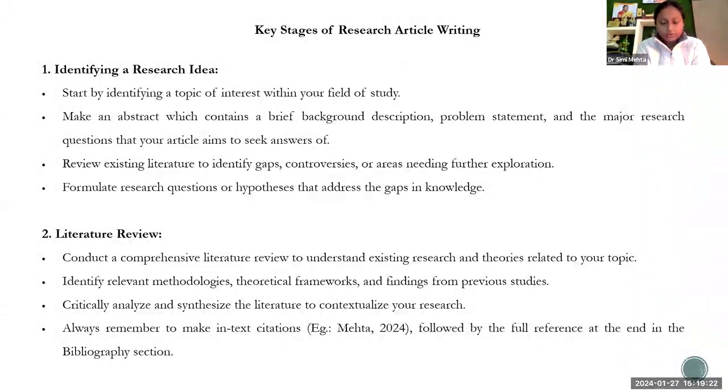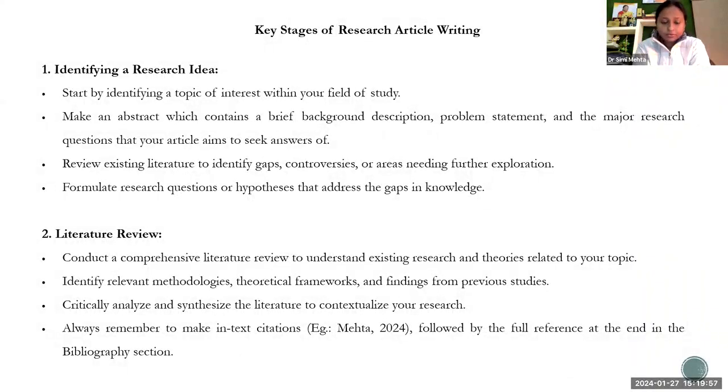Usually reputed journals ask for a 200 to 300 word abstract with a few keywords, 4 to 5 keywords. In the same abstract, you should have a brief idea about the existing literature that would help you identify gaps and some controversies if there are any, and any other areas that need further exploration, which you think that you might be able to present.